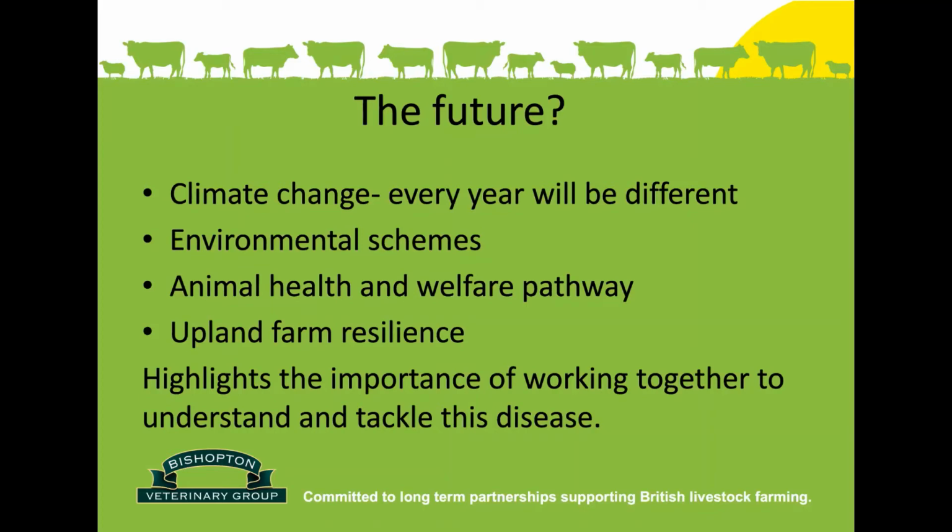Now, environmental schemes potentially are the way forward in the uplands, but a lot of these schemes encourage us to have boggy, wet areas and graze our sheep on them. So there's going to be certain times where the fluke risk is unavoidable. So we need to really be on the ball with that.